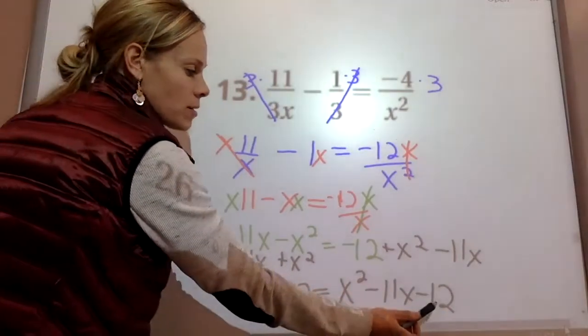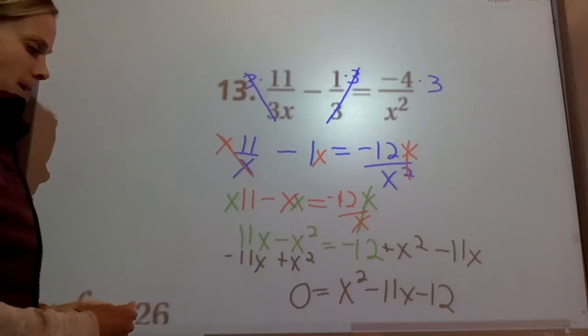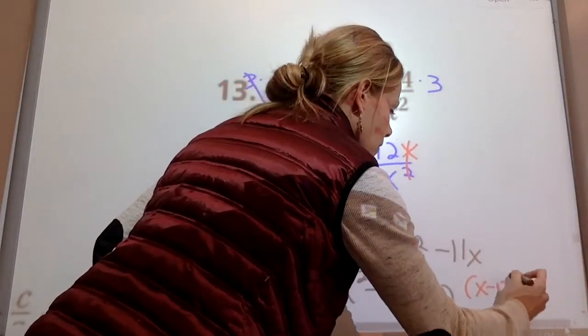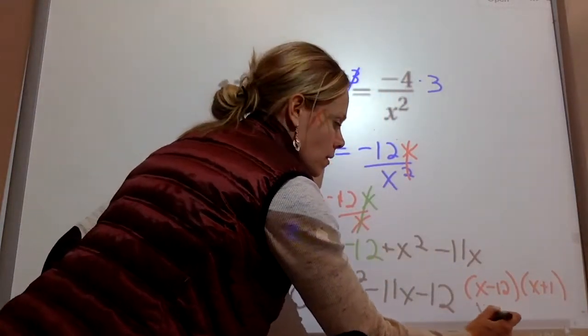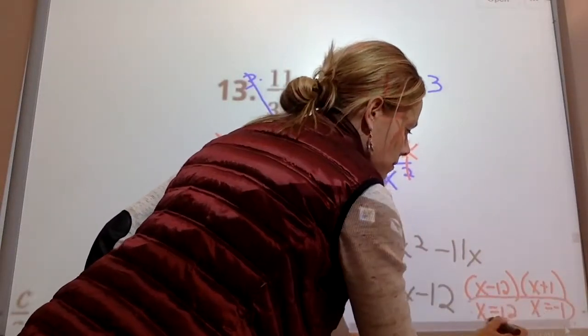So what do I multiply equals negative 12 but add equals negative 11? Negative 12 and 1. Very good. So if I factor this, what does x equal? 12 and negative 1.